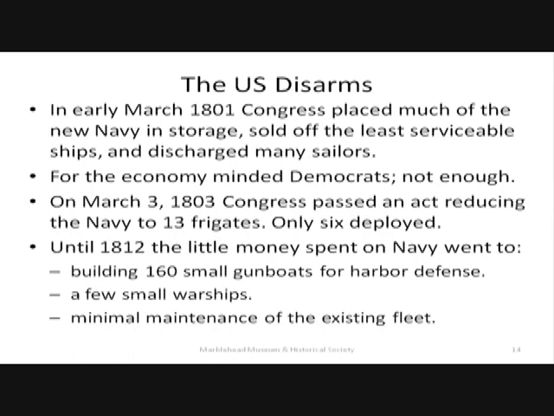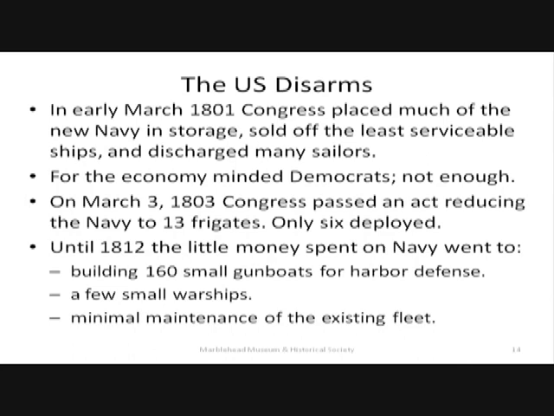The Democrats, who were really, really pinching pennies, it wasn't good enough. In 1803, they reduced the Navy to 13 frigates and only 6 were deployed. And that was to support 3 frigates in the Mediterranean to fight what was called the Barbary Wars. It took 5 years to do that because they never sent enough force over there to really get the job done.